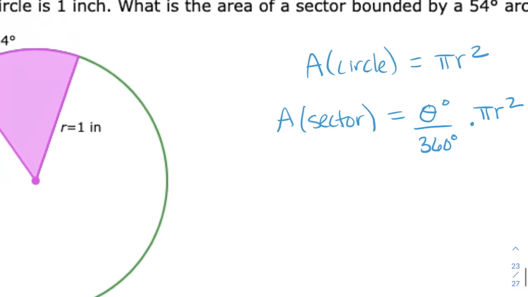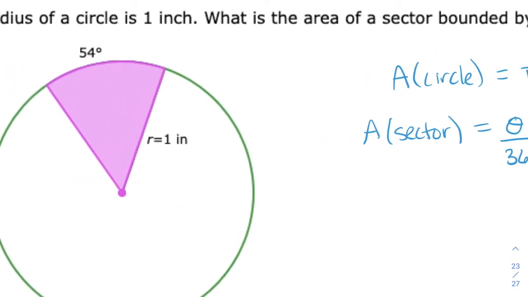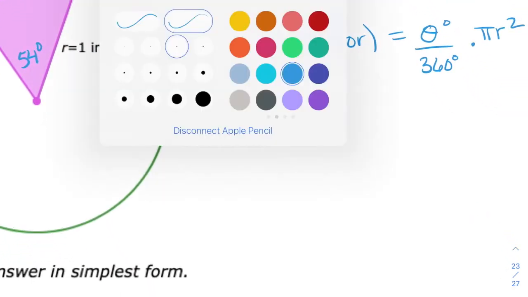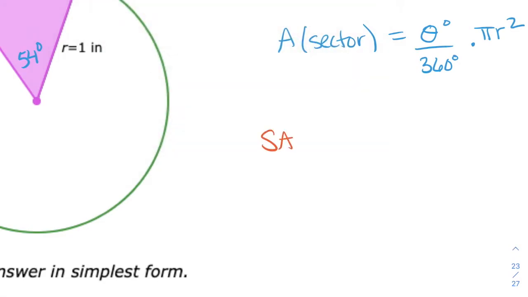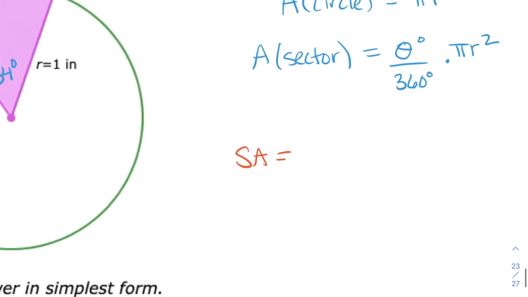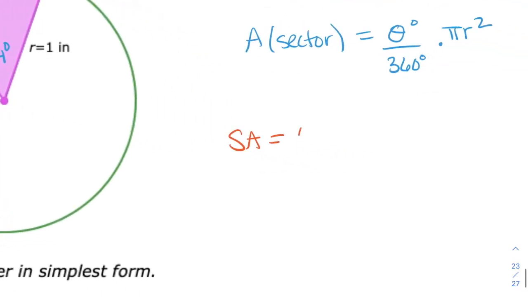Again, we have to work with the degree measure, which here is 54. So we have our degree measure and our radius. I tend to abbreviate this as SA for sector area. So sector area equals theta over 360, so 54 over 360 times pi r squared, and r is 1 inch. So we can do that math.